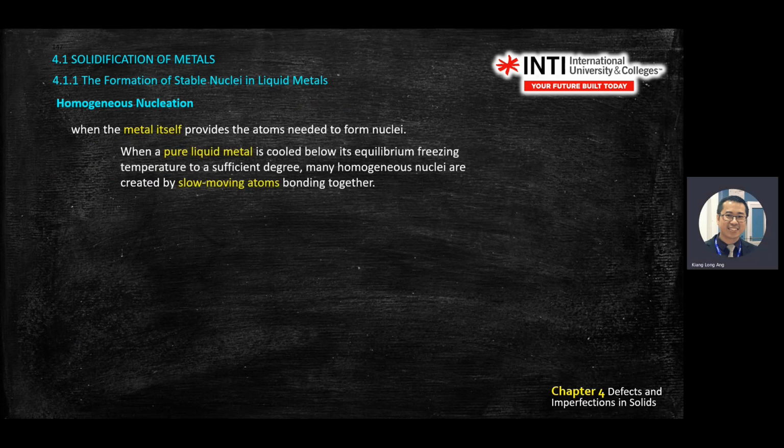Homogeneous nucleation normally forms when you have a pure metal. Pure metal means they have the same element. You know that metals, when they cool down, they shrink. When you warm it up, give it temperature, give it energy, it will become liquid. So when you have pure metals and they cool down at the equilibrium freezing temperature, then they form homogeneous nucleation.